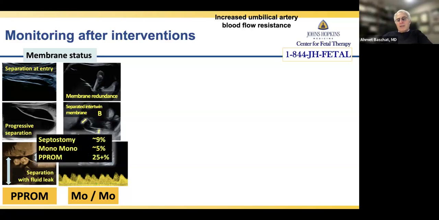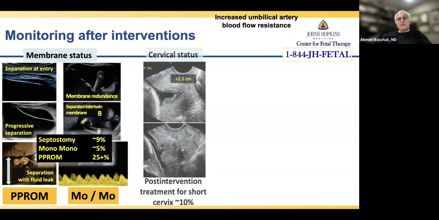So overall, the incidence of septostomy is somewhere around 10%. Functional monoamnionicity, we get in about 5% of post-laser patients. And the rate of PPROM is somewhere between 23 to 27%, by the time of delivery. Immediate PPROM within 2 weeks of laser is really only 3%, but these other membrane things can be progressive.